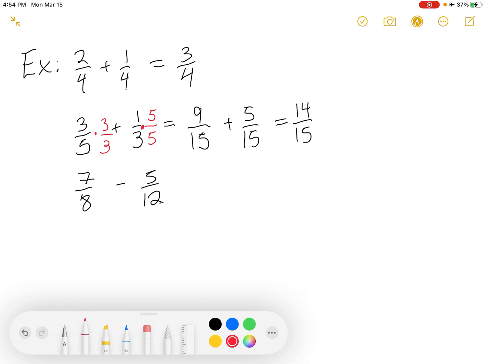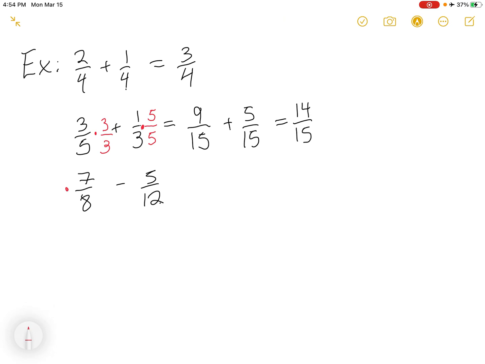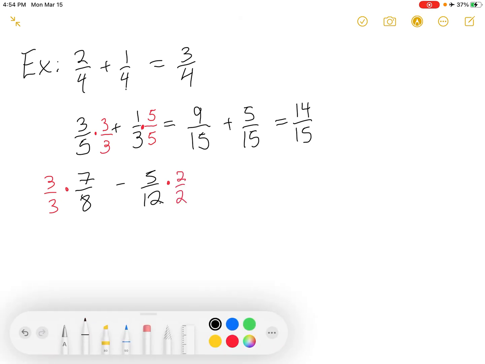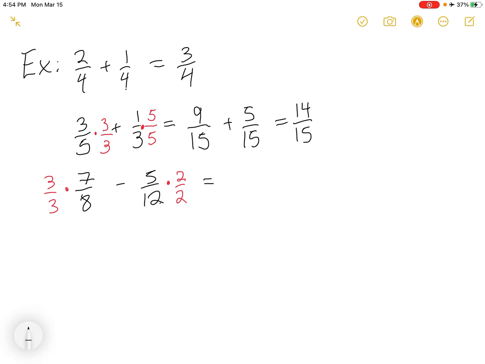So to get a common denominator of 24, I need to multiply this first fraction by 3/3, because 3 times 8 is 24, and this one by 2/2. Let's see what that gives us. I'm going to get 3 times 7 is 21/24, minus 5 times 2 is 14/24, and that gives me 7/24. So there we go.